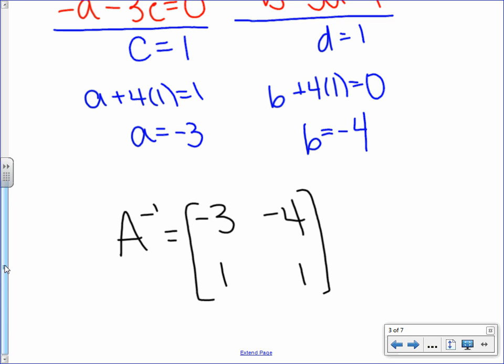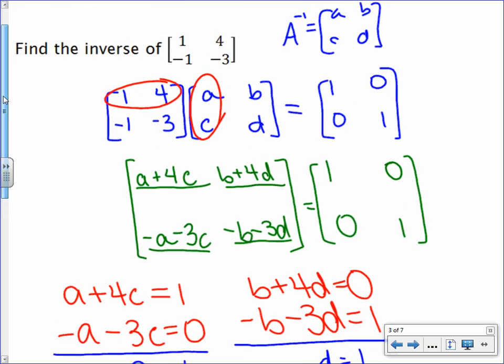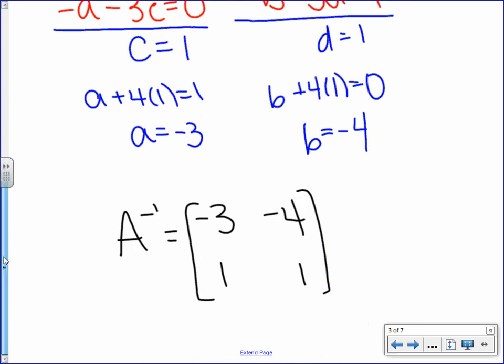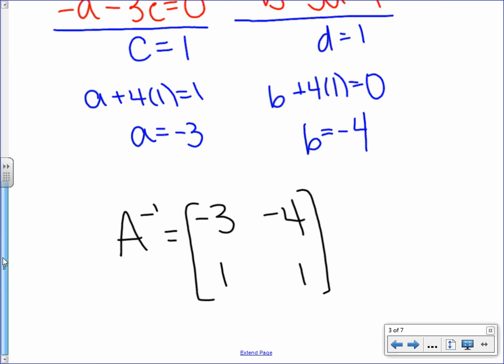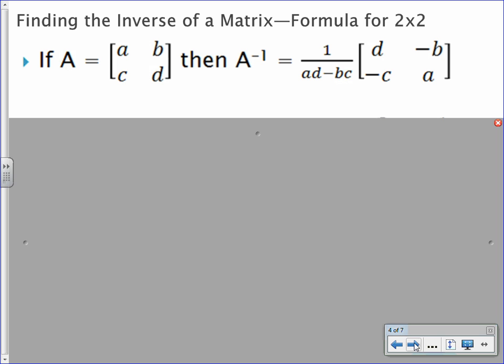Okay. That's a little bit of work, isn't it? Some of you are a little frustrated. Too much work. What if I told you that there was a pattern in all of this? These were almost the same numbers as the original matrix, right? They're kind of switching. Some of them are opposites, right? So there's actually a pattern to all of this. Would you like to know the pattern? Yes, please.